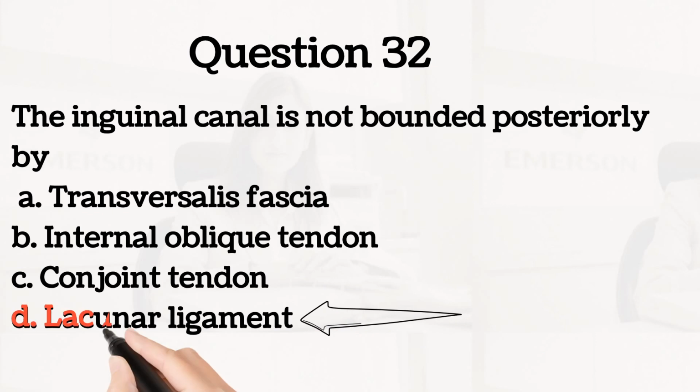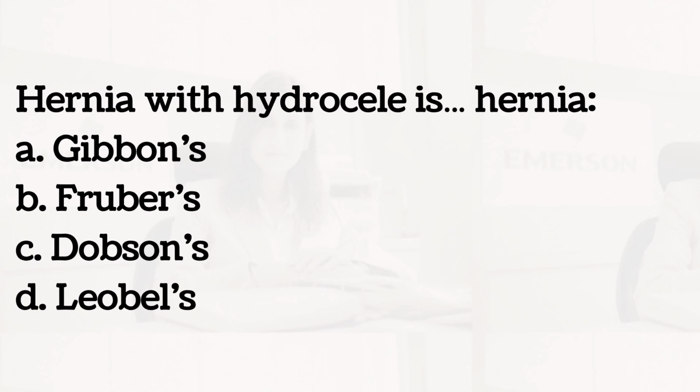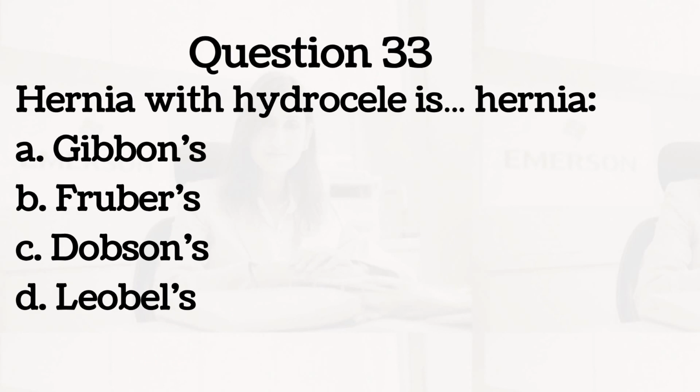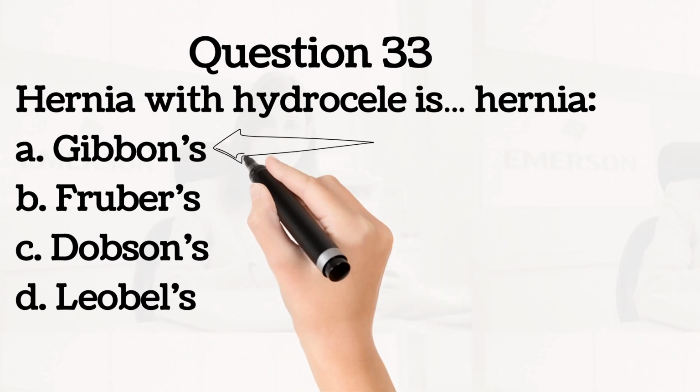Then we have the next question, question 33. Hernia with hydrocele is dash hernia. A. Gibbon's, B. Frabers, C. Dobson's, D. Leobel's. You can pause the video now. Okay, the answer for this question is A, your Gibbon's hernia. That's the hernia with hydrocele. Because this question is just a name, if you don't know these people and you never studied hernias, then it was a tough one.